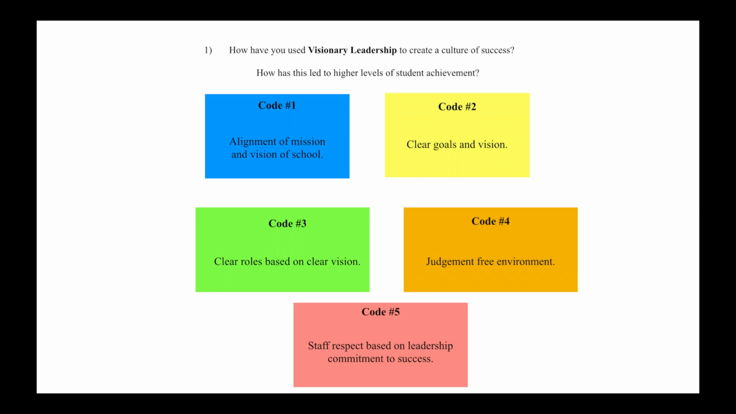So just taking one question, for example, based off the one I did, you could do code 1, alignment of mission and vision of school, clear goals and vision, clear roles based on clear vision, judgment-free environment, staff respect based on leadership, commitment to success. These are kind of different things that you can mark as codes, just as an example.